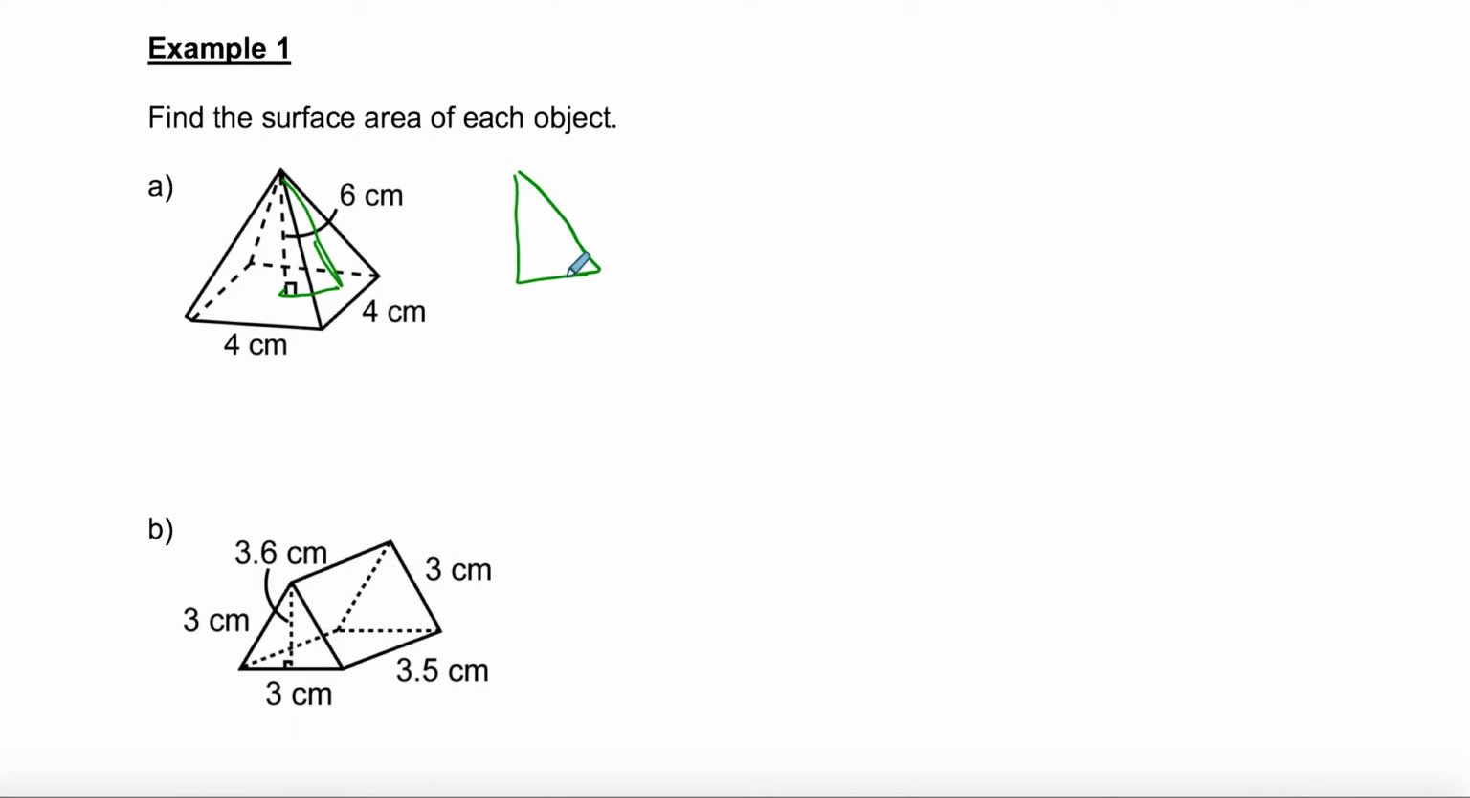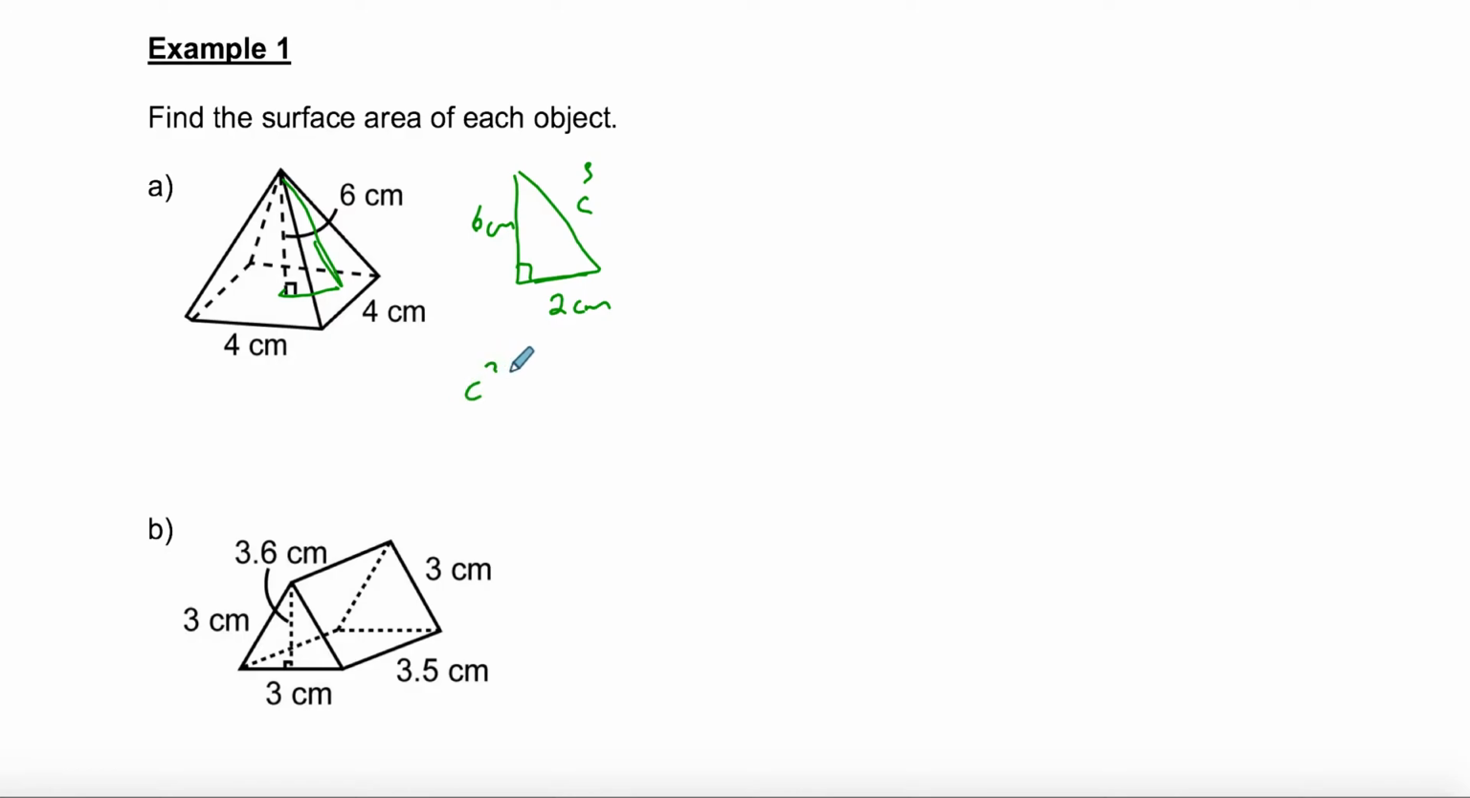Imagine that that's a right triangle. And halfway across, if the entire way across is 4, halfway across would be 2 centimeters. And we know the height here is 6 centimeters. What I need though, I need this side here. That's the slant height. I could use an S or a C. It doesn't matter what the variable is.